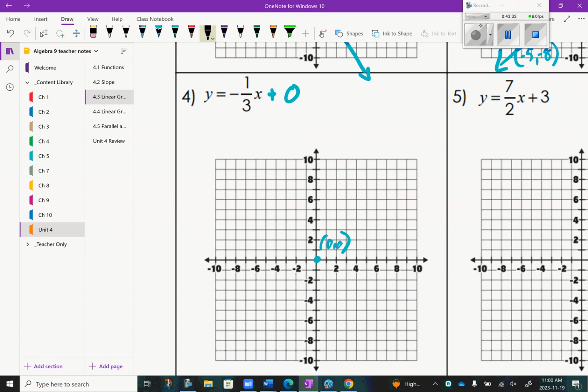And our slope is negative 1/3, so that could be 1 space down and 3 to the right. So that'll put me at 3, negative 1. Or it means the same thing to go 1 space up, but then 3 to the left. So that puts me at negative 3, positive 1. And those 3 are all on the same line.